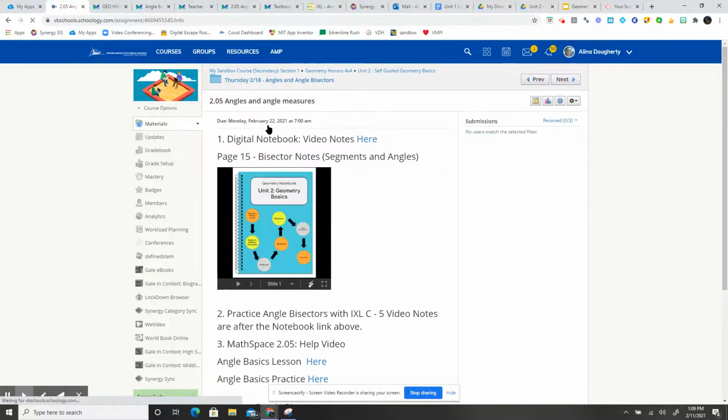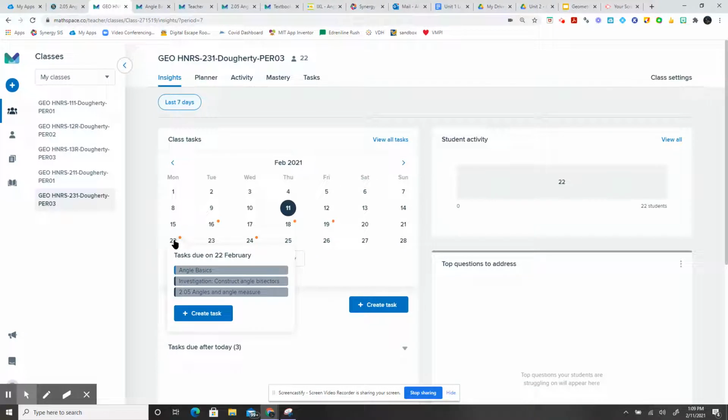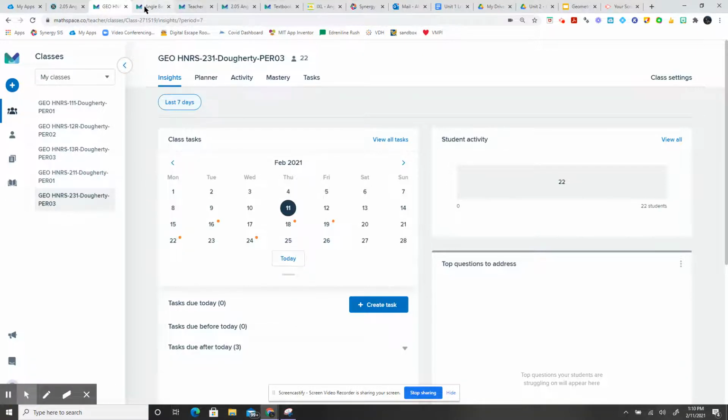It's going to look a little different because I haven't put in all the links, but there's definitely a digital notebook in here. You need to go do page 15. There's a video that will help you with that, C5 IXL. So we're going to go to Math Space now and do the angle basics. There's a lesson and a practice. In that lesson, you're going to have three different things: the lesson, an investigation on bisectors, and then the angle basics.